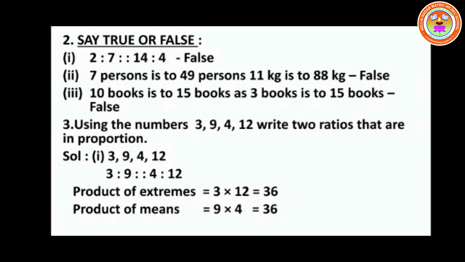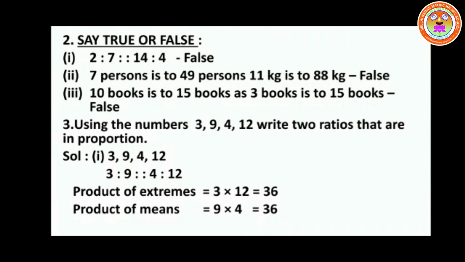Sum number 2, say true or false. Subdivision 1, 2 is to 7 as 14 is to 4. Yes, absolutely it is false, because 2 is to 7: if you multiply the numerator 2 by 7 you get 14. If you multiply the denominator also by 7 you will get 49. But you have 4 here. So the given proportion is false.